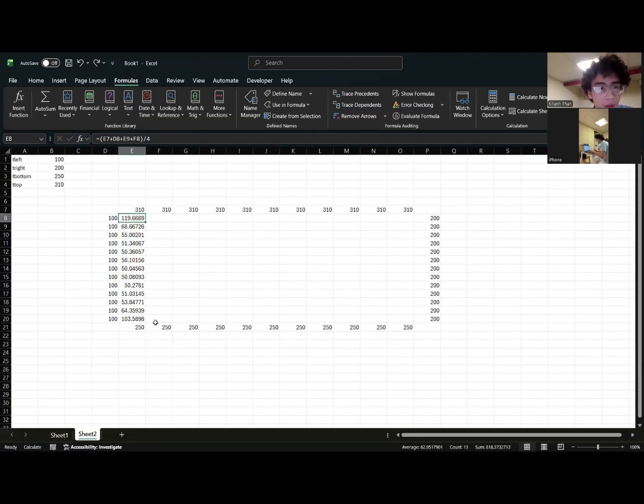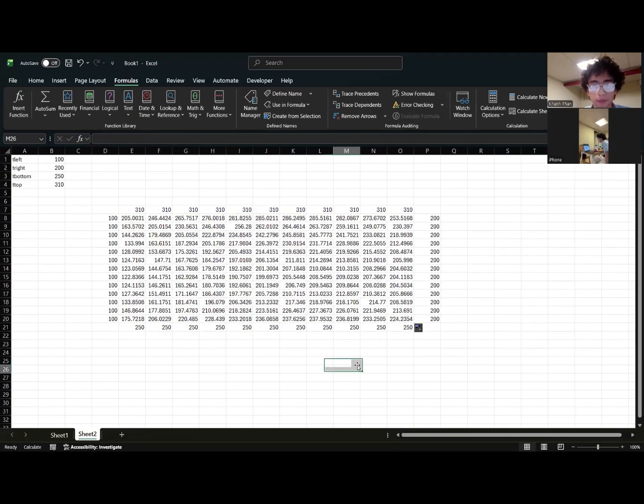Let me redo this. So therefore we have this chart, and each block should have the same formula or iteration. For example, this one would be K13, so its neighboring blocks should be L13, J13, K12, and K14, which is what we have up here. So this is how you demonstrate the finite approximation in Excel. Thank you so much.